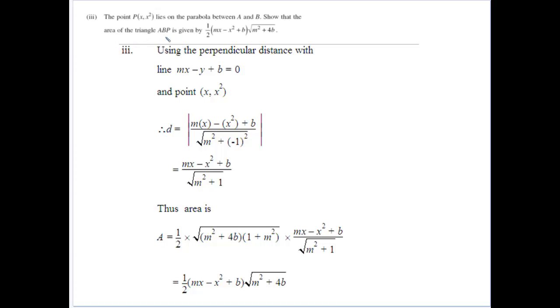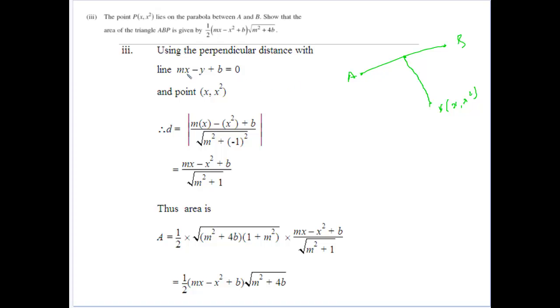Show the area of APB is given by that expression. So we've got the base AB, and we just worked out the distance in the previous part. And so what we need, because that's B and that's A, is the perpendicular distance from the x, which is x squared, to that point there.